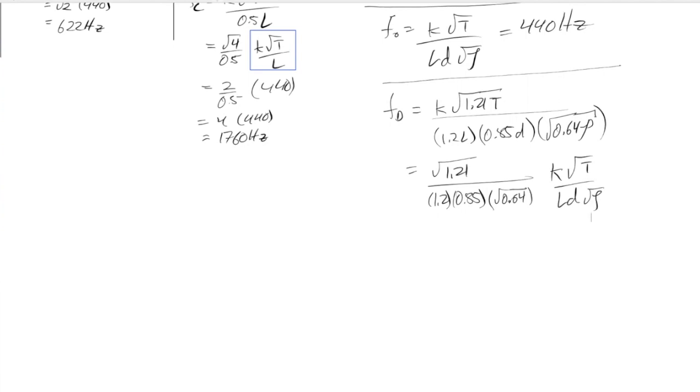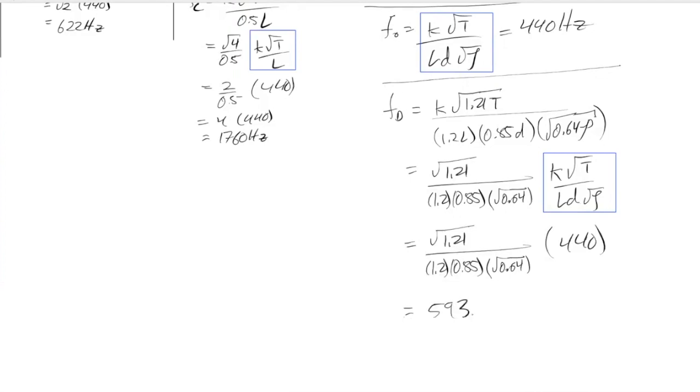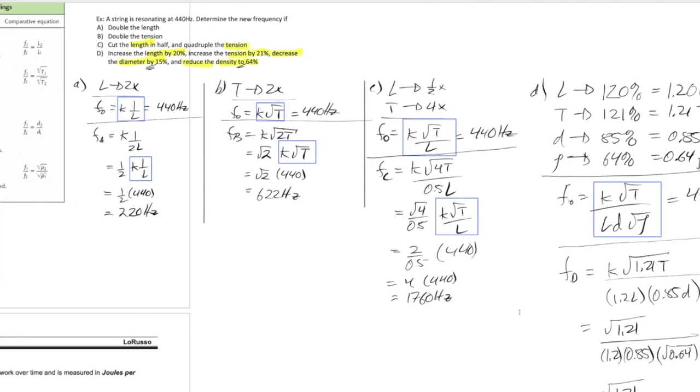All right. And again, our little pretty blue box. So we can replace this K square root tension, L, D over L, D square root of rho with our 440. And we get 593.1 hertz. And that's how we do factors that affect a guitar string.